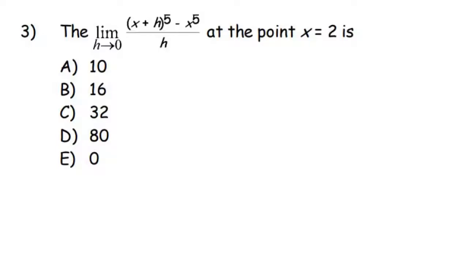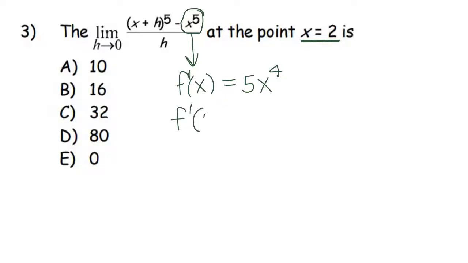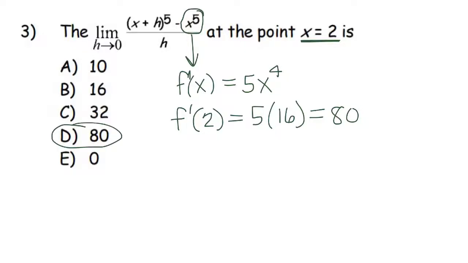Okay, moving on to the next problem. Again, very similar. We have our x plus h. Here's our minus f of x, so there's our function. If we can identify that f of x, these problems go by pretty easily. So the derivative of x to the 5th, or f prime, is going to be 5x to the 4th. We need this evaluated at 2. So f prime at 2 is going to be 5 times 2 to the 4th, which is 16. So that looks like that's going to be 80. So number 3 should have been D.